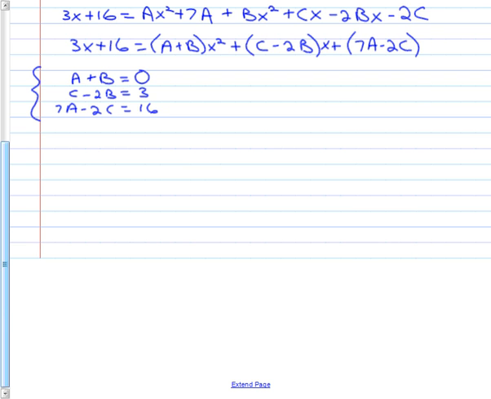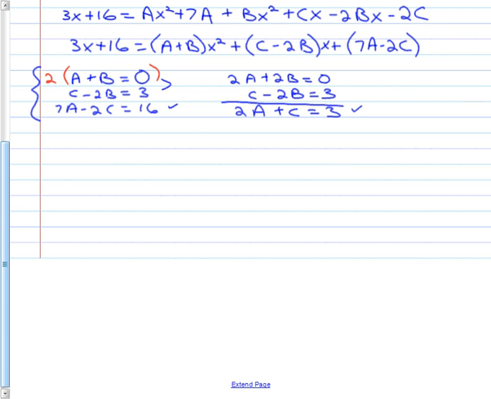So I have a system of 3 equations that I'm going to work with. I'm going to do some elimination. I'm going to take these two and eliminate the b's. So I'm just going to multiply this one by 2. I'd have 2a plus 2b equals 0, since 2 times 0 is still 0. C minus 2b equals 3. And when I eliminate my b's, I still have a and c: 2a plus c equals 3. But that's okay. I've used the first two. I now need to use the last one.